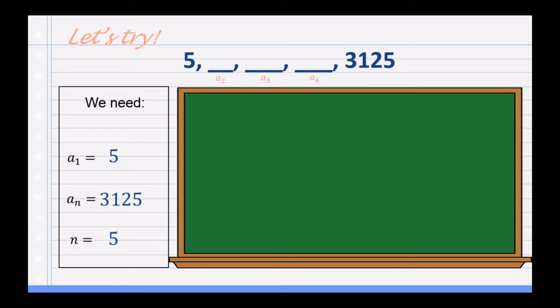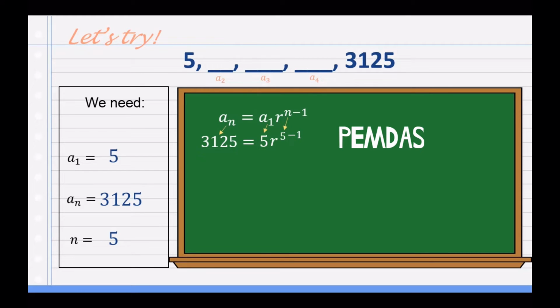Now let's substitute these values in our formula. A sub n will be substituted with 3,125, a sub 1 with 5, then we just have to copy r since we still have no value of r and it is what we are trying to find. Then let's substitute n with 5, then we just have to copy minus 1. Again, following this rule, we have to solve first our exponent.